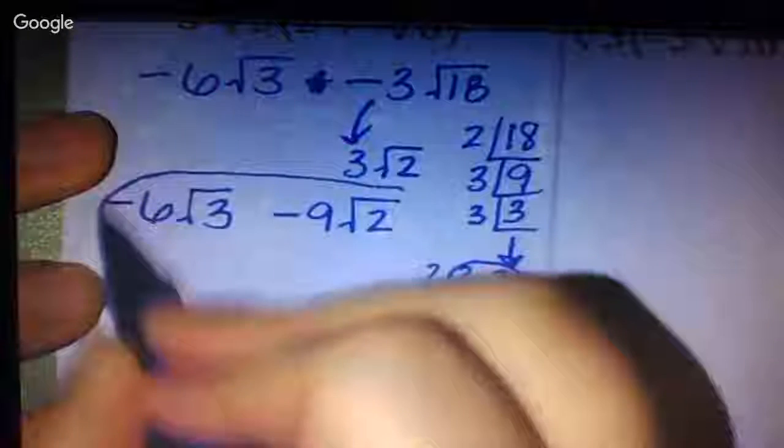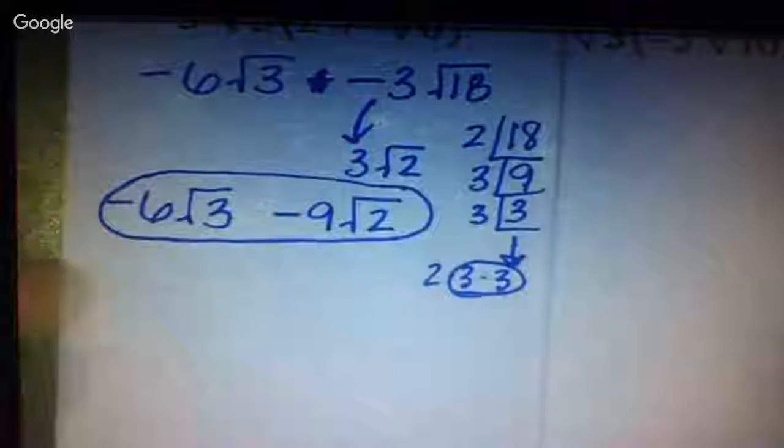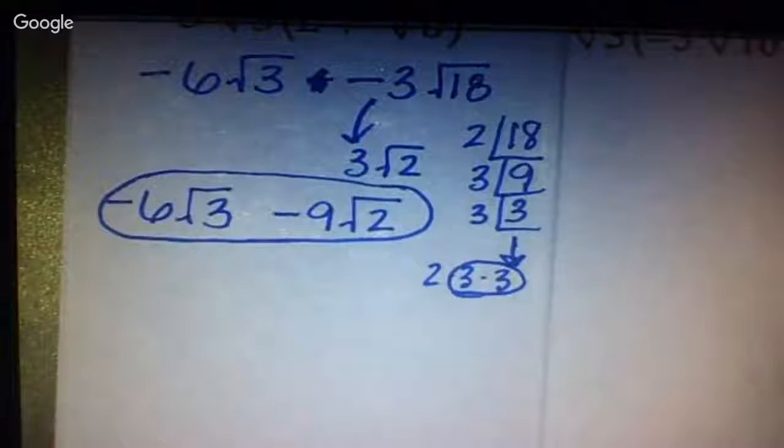And Jalecia said negative 6 square roots of 3 cannot be reduced, so it just comes down. Square root of 3 and the square root of 2 cannot be added together. They don't have the same radicands. So you keep them separate, and that's your final answer.